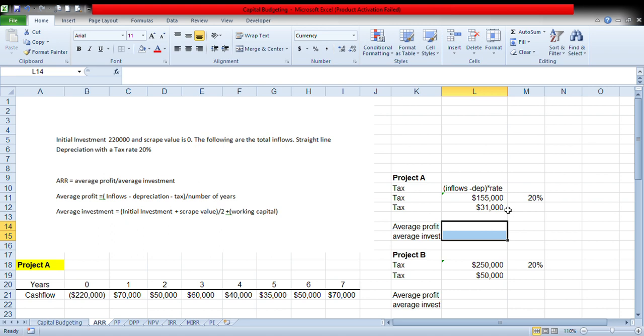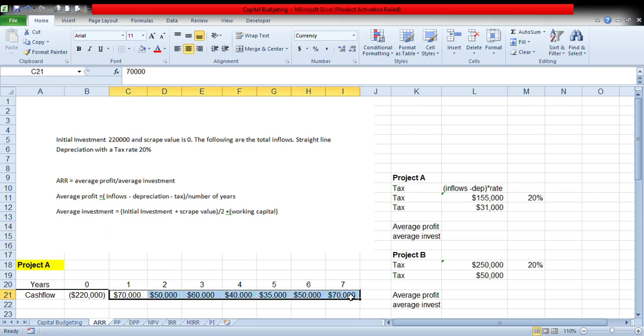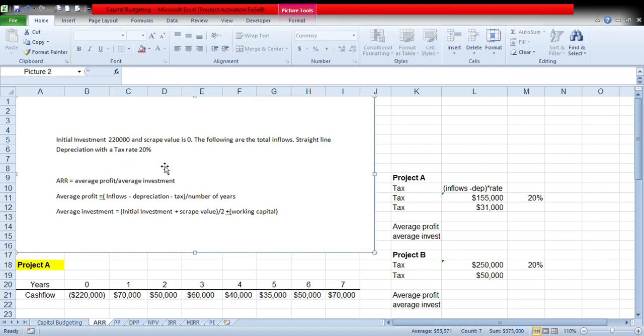Let's start. Initial investment is $220,000, scrap value is 0. The following are the total inflows. Total inflows of the project, if I calculate, are around 3,75,000, right? And the tax rate is 20%, with straight line depreciation. The formula is average profit divided by average investment.